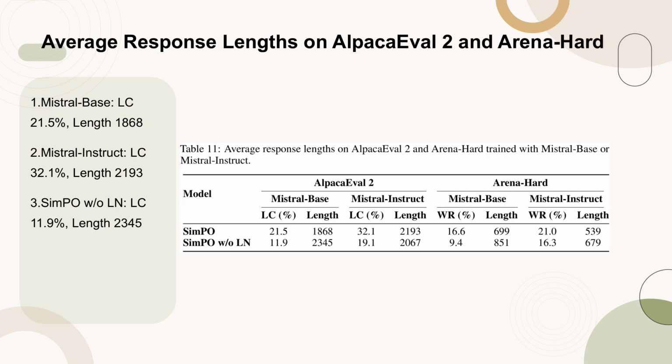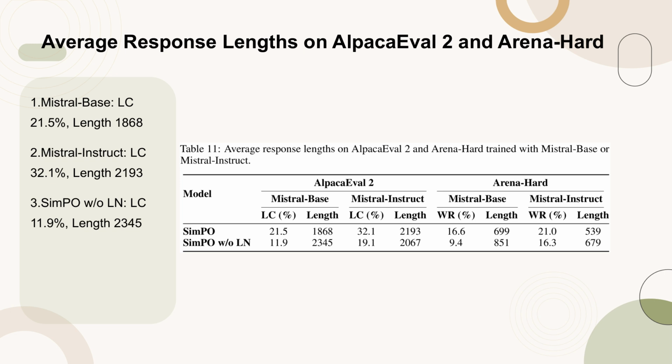Table 11 presents the average response lengths for models trained with Mistral Base or Mistral Instruct on AlpacaEval 2 and ArenaHard. Key data points include Mistral Base achieving a length-controlled win rate, LC, of 21.5% with an average length of 1868, and Mistral Instruct with an LC of 32.1% and an average length of 2193. Additionally, the SimPO model without layer normalization, without LN, shows an LC of 11.9% and an average length of 2345.